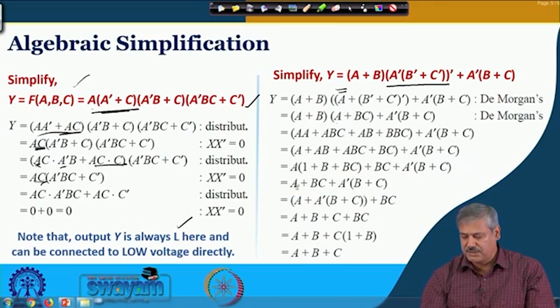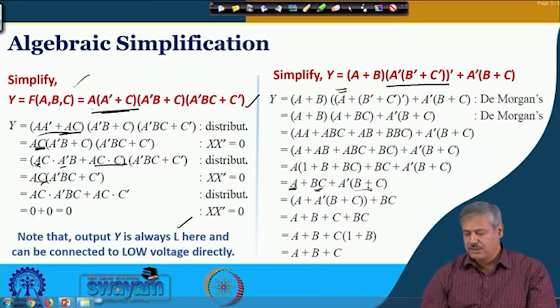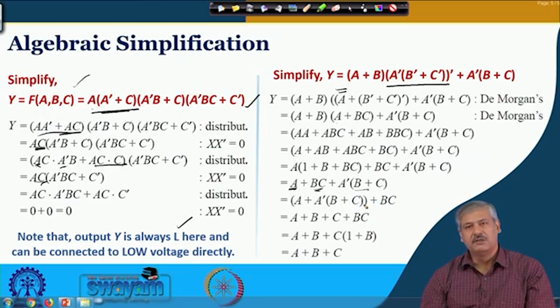So, from this you have A, and this BC was there. So, this is your BC and this is the other term. Okay. So, this again you can just take into consideration A and A prime B plus C. So, in this you can use the absorption theorem. So, there A plus B plus C is there and this is your BC.